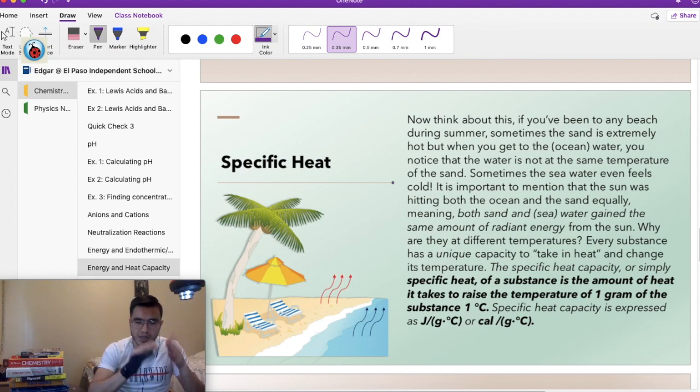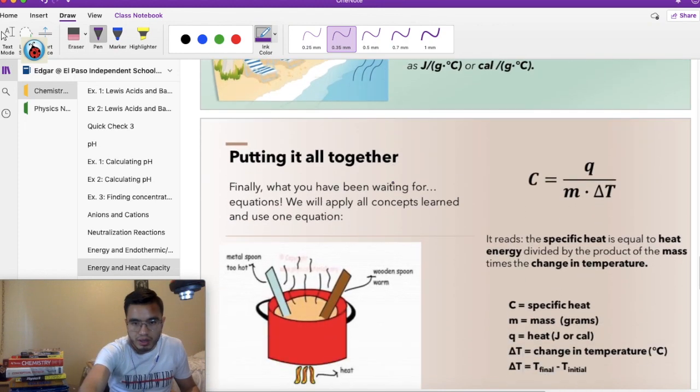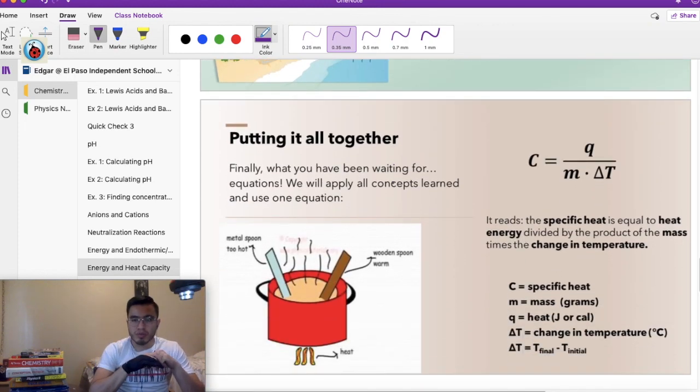Just don't forget, every substance material is different as far as their specific heat. That's why it's specific, okay? It is specific for every material, and it's also related to mass. This is the equation. I'm going to read using variables. It says C equals Q divided by M times delta T. It reads, the specific heat capacity is equal to heat energy divided by the product of the mass times the change in temperature.